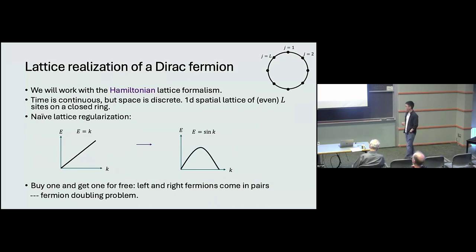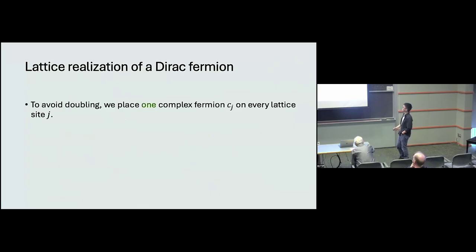Now, the way to fix this issue in 1+1d is very simple. You get a factor of 2 from the fermion doubling problem, so you just have to multiply the whole problem by a factor of 1/2. So instead of putting two complex fermions at every site, what you do is put one complex fermion per site. And I'm going to denote it by Cj.